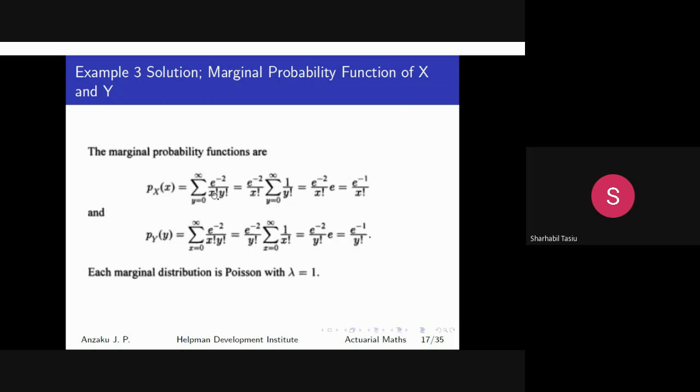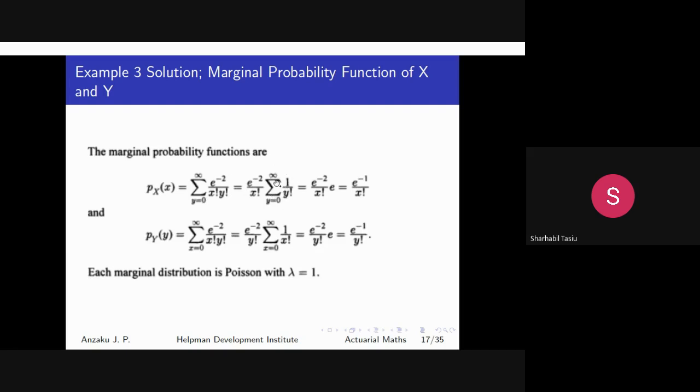Now, to do that, we have p of x, where we are considering only y. Remember, we're summing all the individual probabilities over y. So here we're only taking the summation for y, while negating the summation for x. So this gives us the summation for y from 0 to infinity of e to the power of minus 2 over x factorial times y factorial. Since we are looking at y from 0 to infinity, e to the power of minus 2 over x factorial is our constant, so we'll factor it out. And then we have the summation y from 0 to infinity of 1 over y factorial.